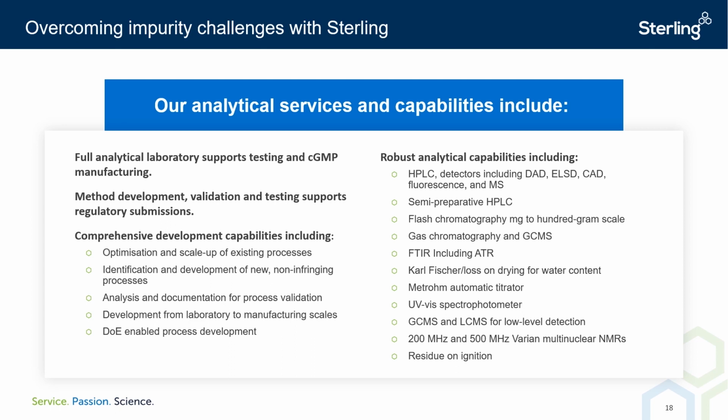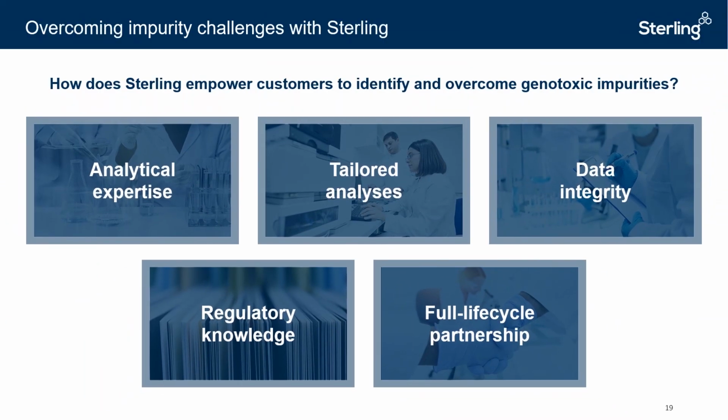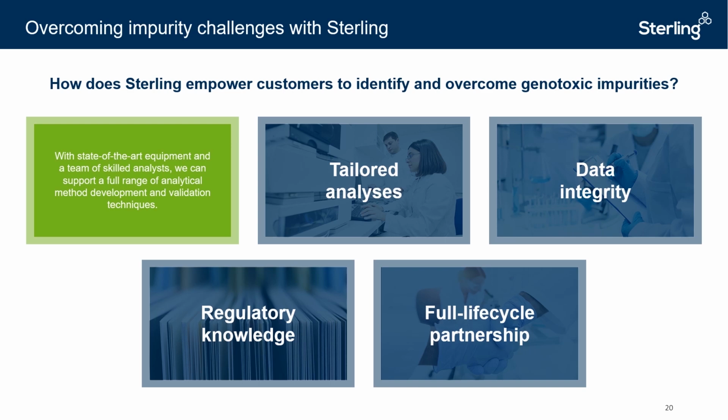Our analytical strengths can be best summarized into 5 critical success factors that can help our customers overcome genotoxic impurities in their project. Let's take a closer look. First is our analytical expertise. Our world-class equipment and highly experienced analytical team enables us to support a wide range of projects for our customers. Our team is passionate about what they do and entirely focused on affirming quality in our customers' products.